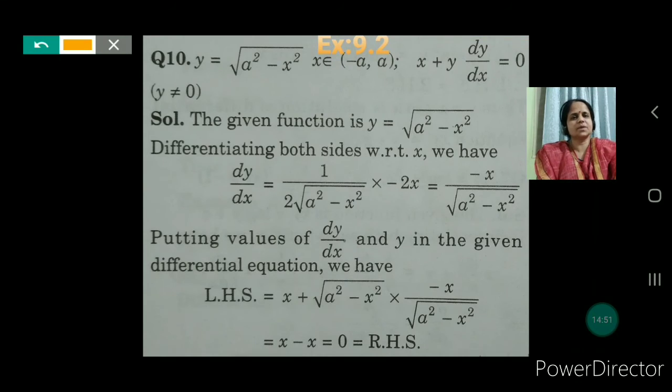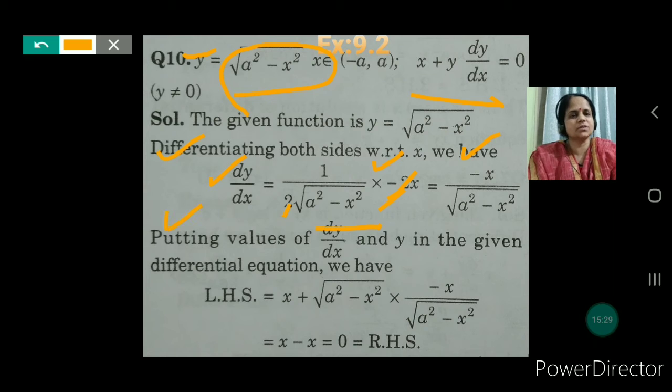Now student, question number 10. Here it is given y is equal to under root a square minus x square, and the differential equation is x plus y dy upon dx is equal to 0. So first of all, differentiating both sides with respect to x, you will get dy upon dx is equal to 1 by 2 under root a square minus x square, and then derivative of a square minus x square, it is minus 2x. Now 2 will cancel, and you will get minus x upon under root a square minus x square.